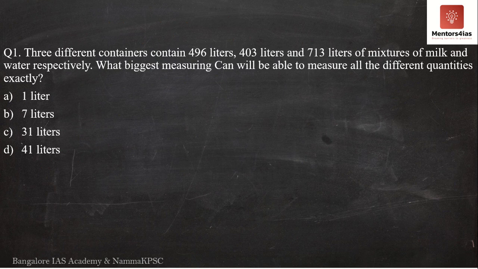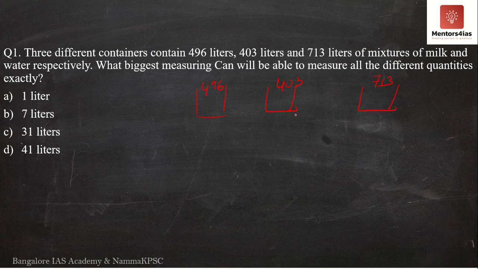Now here the question says 3 different containers contain 496 liters, 403 liters, 713 liters of mixtures of milk and water respectively. What biggest measuring can will be able to measure all the different quantities exactly? Now what it is trying to say is that there are 3 containers. This is 496 liters, 403 liters and 713 liters.